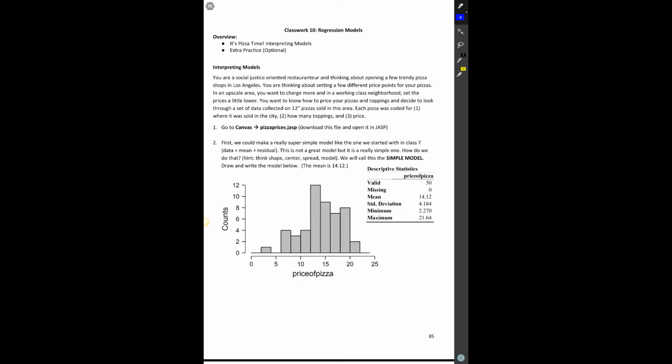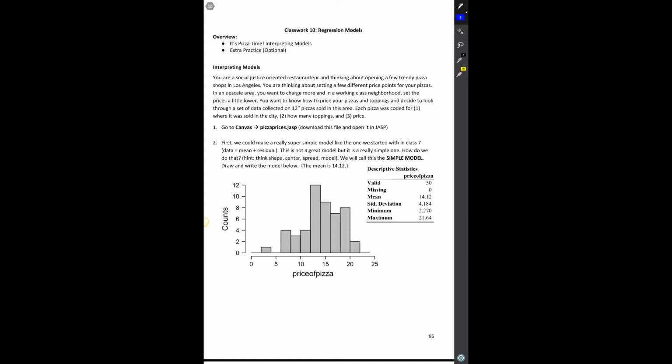Let's say that you're a social justice oriented restaurateur and you're thinking about opening a few trendy pizza shops in LA. You're thinking about setting a few different price points for your pizzas. In an upscale area, you want to charge more, and in a working class neighborhood, set the prices a little lower. You want to know how to price your pizzas and toppings, so you decide to look through a set of data collected on 12-inch pizzas sold in the area.